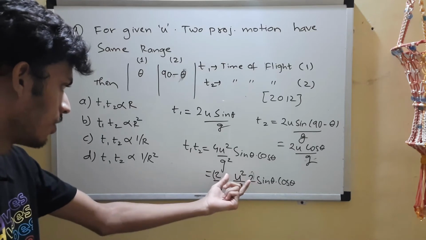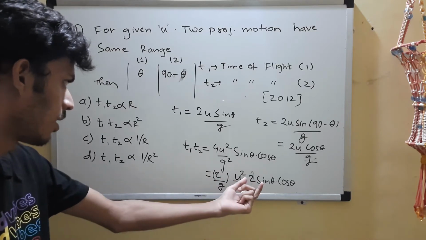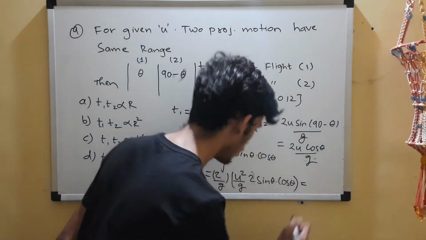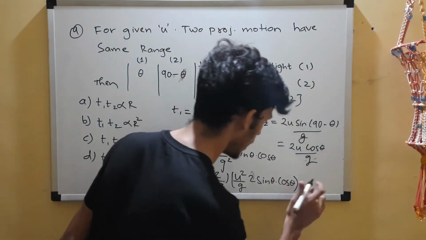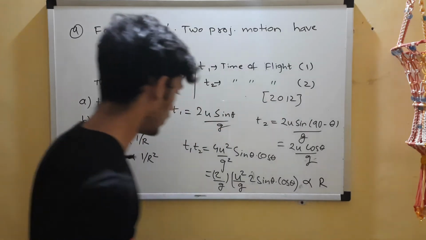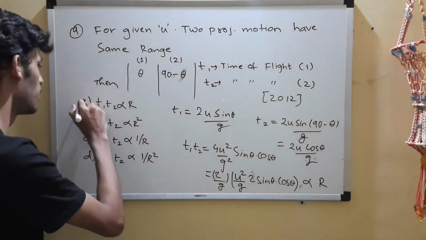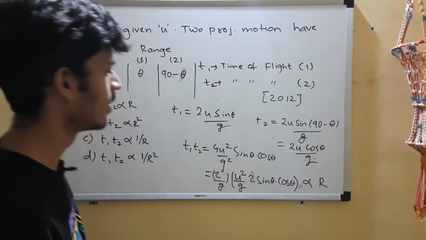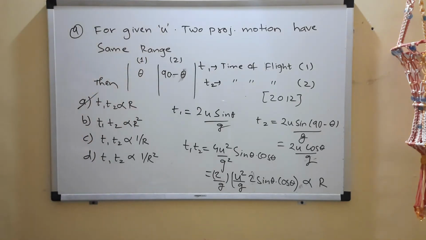This gives you 4u square by g square sin theta cos theta. So this is nothing but the formula of range. You can directly see that T1 into T2 is directly proportional to range. So that is our answer, right? So over to the next question.